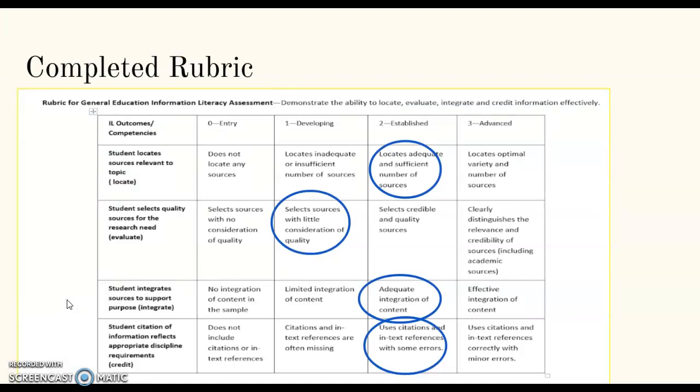Here's the completed rubric with the scores highlighted. This student was mostly established, while there is room for improvement in the evaluation criteria.